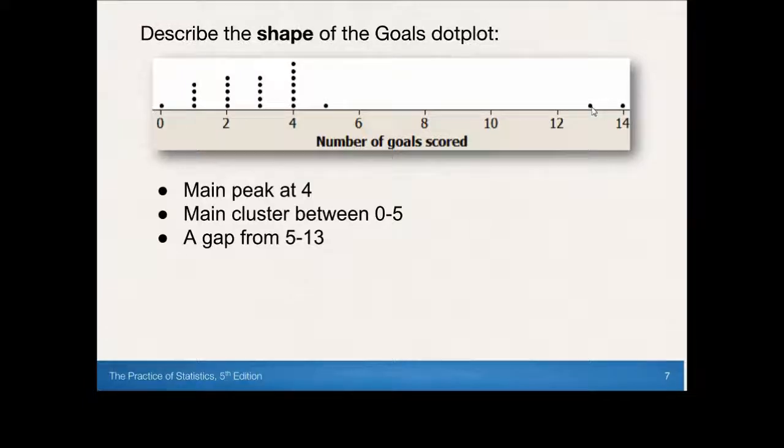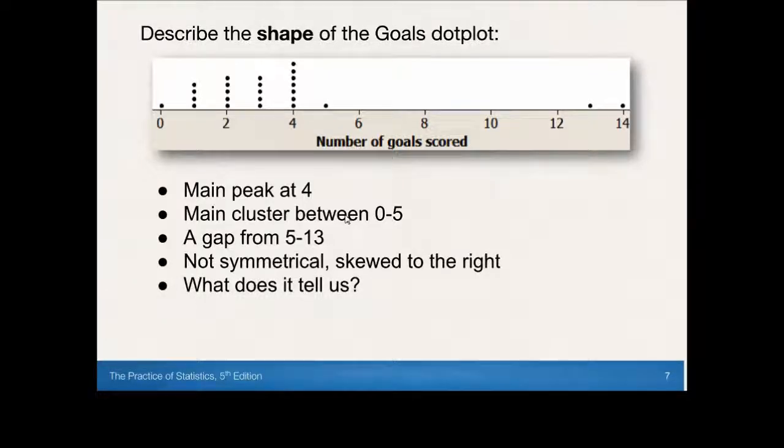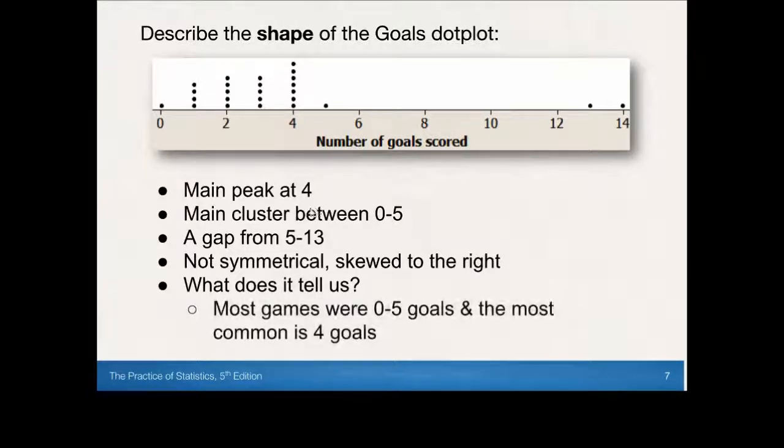That means the data on the right is going to change the values of the average and such. It's not symmetrical, skewed right, as you just said. What does that tell us? Well, think about that for a second. Yeah, so most games, rather, there were 0 to 5 goals, and the most common was 4, and so that's what the shape tells us. And there were these sort of outliers out there, which we will address in a second.